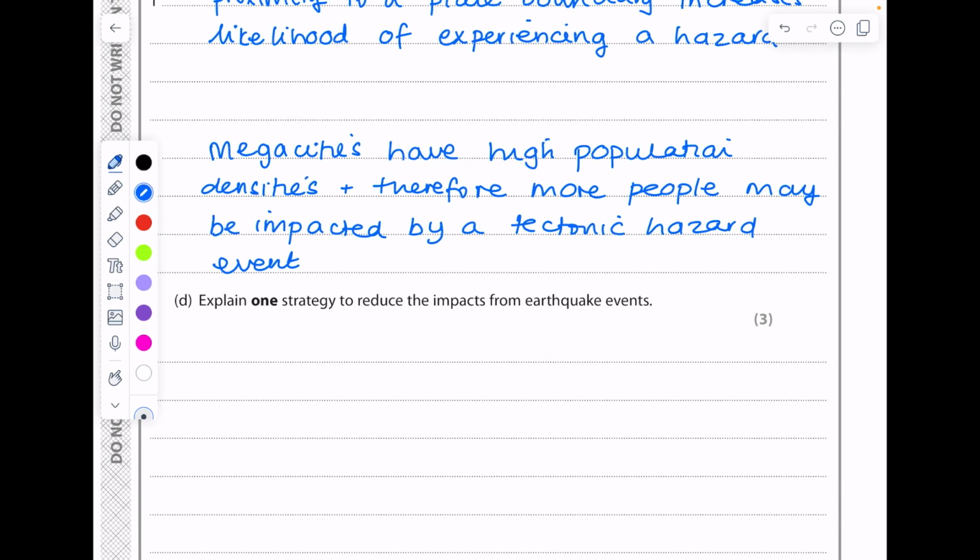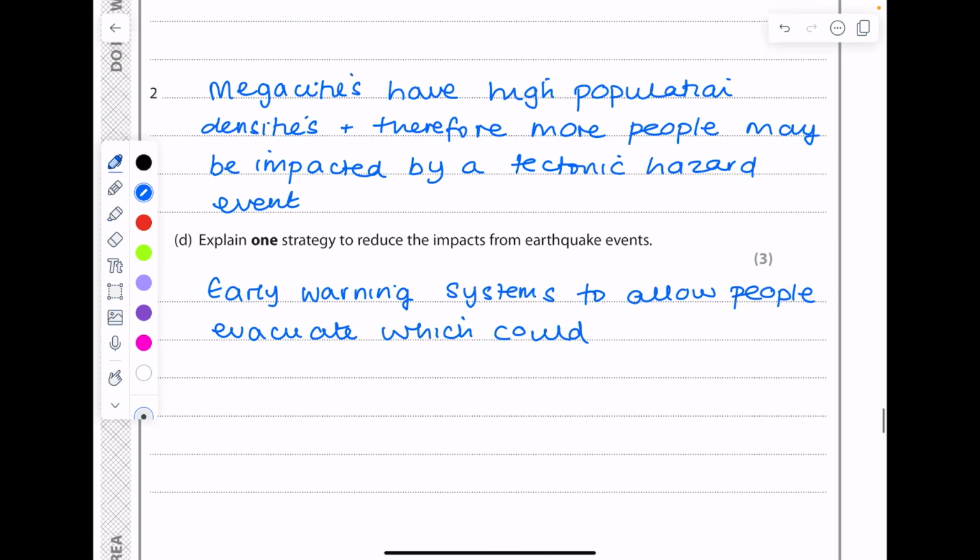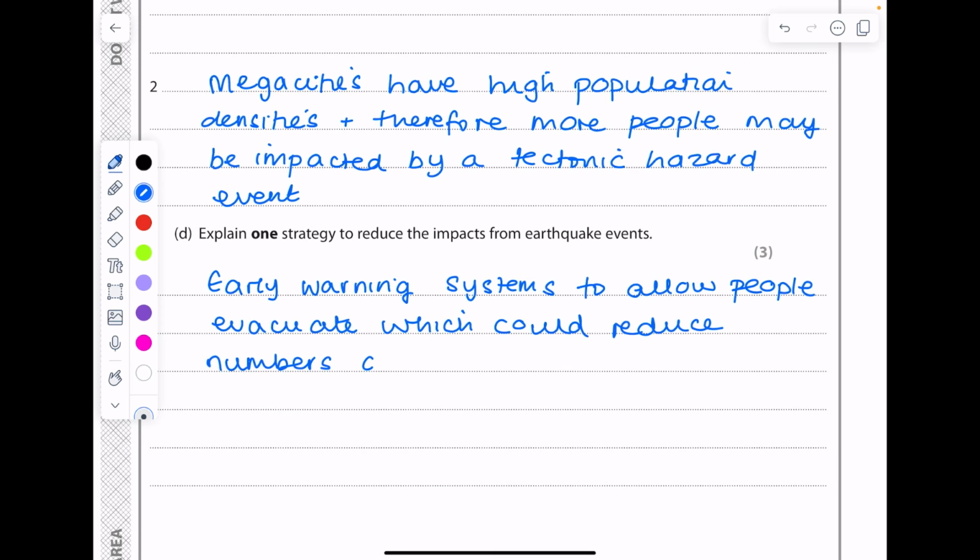Explain one strategy to reduce the impacts from earthquake events. Clearly, early warning systems. If people know that an earthquake is due to occur, it allows these people to evacuate, which could therefore reduce deaths. So there's the 3 points we need to make for the 3 marks. You could have also mentioned building earthquake-resistant buildings, such as a concrete exoskeleton, which reduces damage caused by the ground shaking during an earthquake, which would result in fewer injuries.